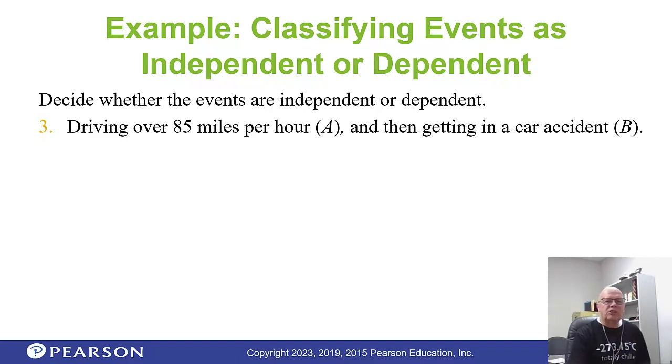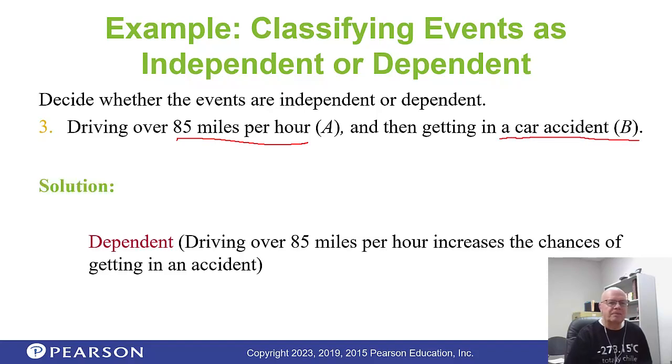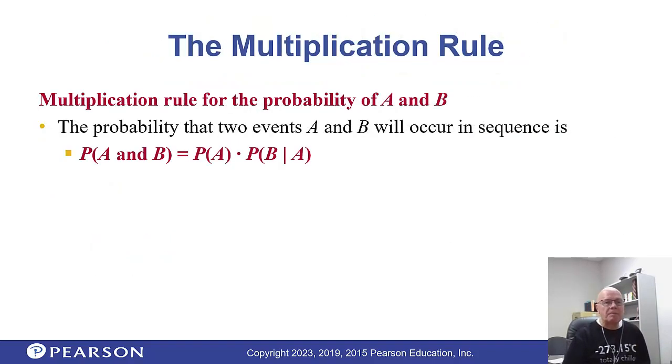And one more, just to get you thinking a little bit more about this. What about these? Driving over 85 miles per hour and getting in a car accident. Are those independent or dependent? If you're driving over 85 miles per hour, does that change your chances of having a car accident? Well, yes. Going that fast, you are more likely to be in an accident. So, they're dependent events.